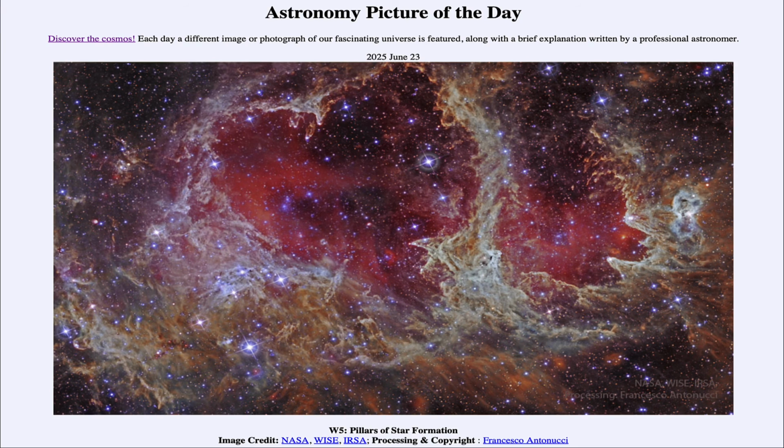So that was our picture of the day for June 23rd of 2025. It was titled W5, Pillars of Star Formation.